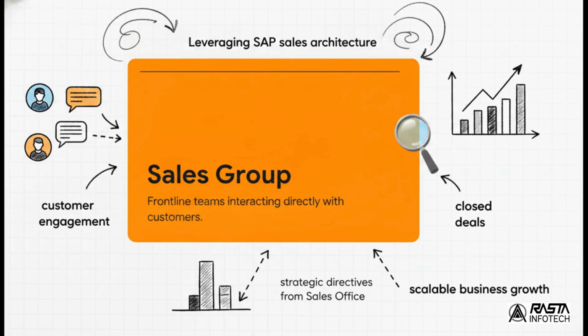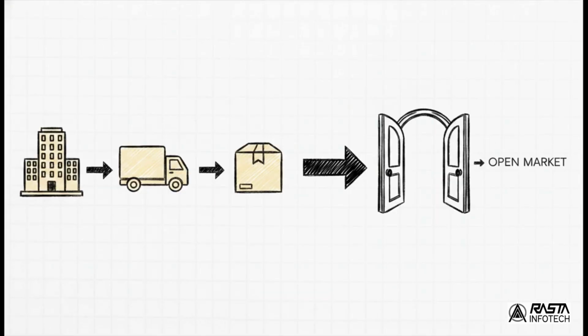Now, these are the essential people on the ground. These groups represent the frontline teams interacting directly with your customers every single day. They're the ones taking the strategic directives from the sales office and turning them into direct customer engagement and ultimately closed deals. But how do those deals actually flow? Well, that happens through a sales area.